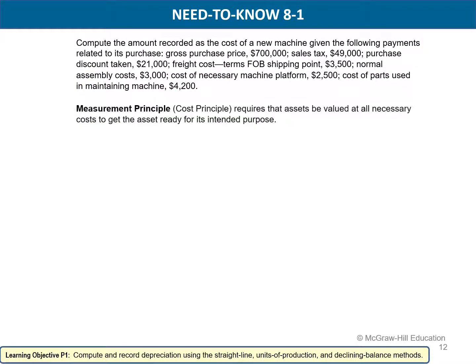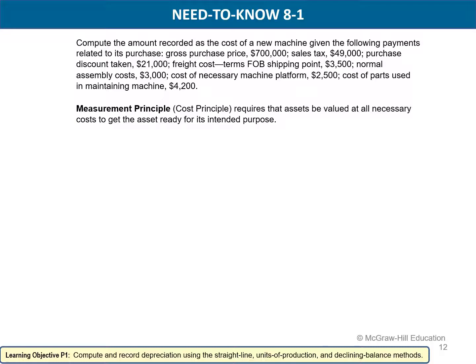Alright, so let's look at this need to know. So we're supposed to compute the amount of the new machine given the following payments related to its purchase. So we have gross purchase price of $70,000. We've got sales tax of $49, a purchase discount that was taken of $21, freight cost, terms FOB shipping point, for $3,500, normal assembly cost of $3,000, cost of machinery platform of $2,500, and then parts used in maintaining the machine, $4,200.